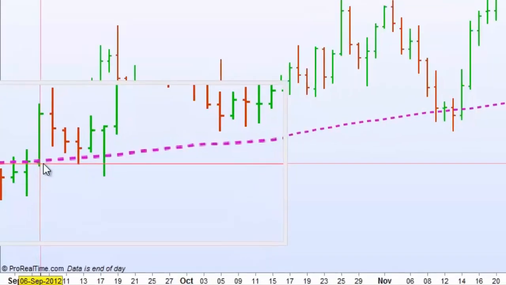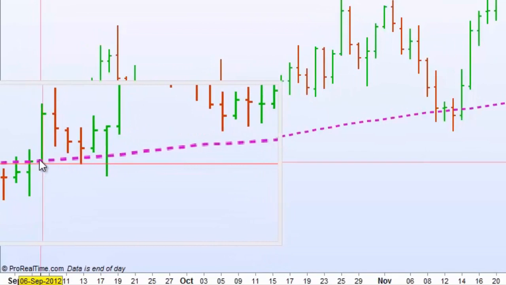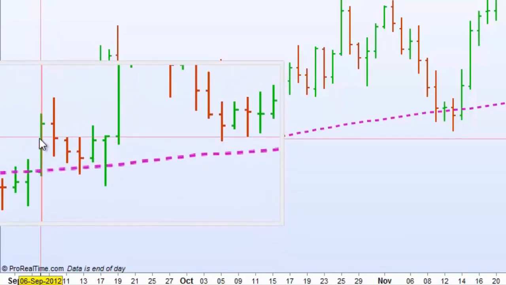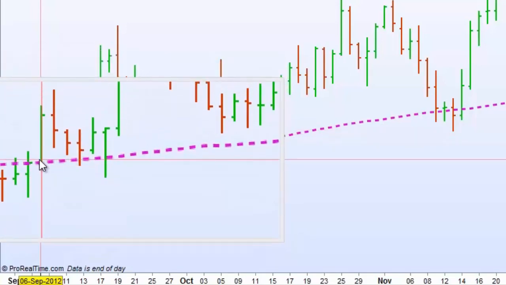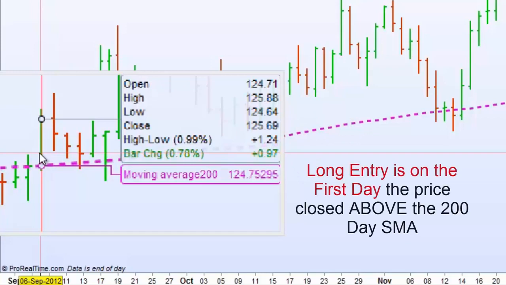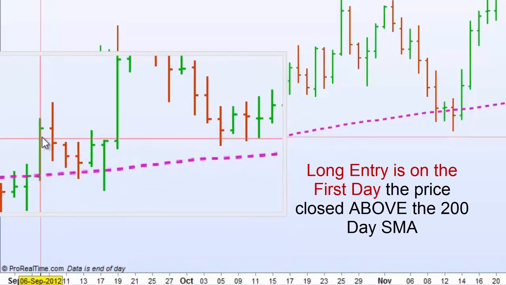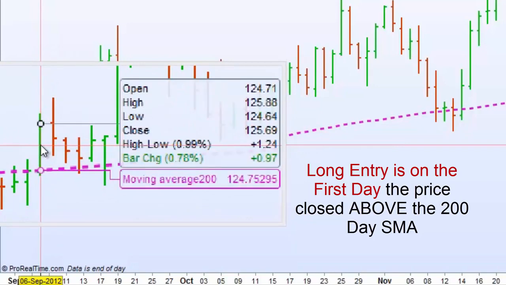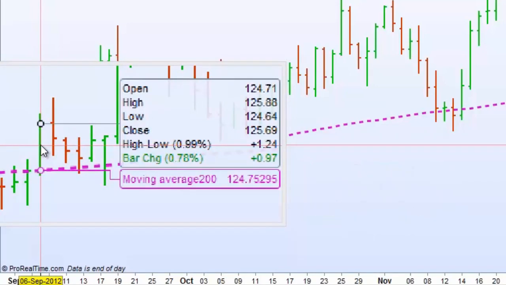So notice the pink dotted line running across here, and notice here on this day is the first day that we close above the 200-day simple moving average. So we close here at 125.69, and we can see the moving average down at 124.75. So on this day, you would buy market on close, and then you have a few ways that you can leave your stop loss. Now let me show you those stop loss options, and then we'll come back to the chart.